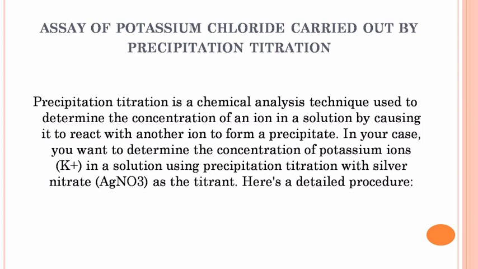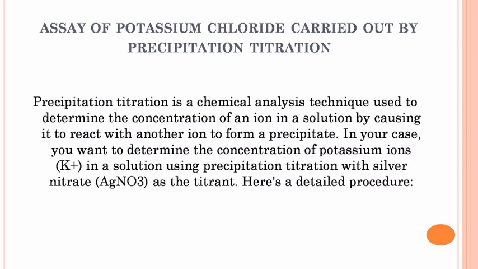Precipitation titration is a chemical analysis technique used to determine the concentration of an ion in a solution by causing it to react with another ion to form a precipitate. In this case, you want to determine the concentration of potassium ions, K+, in a solution using precipitation titration with silver nitrate, AgNO3, as the titrant.